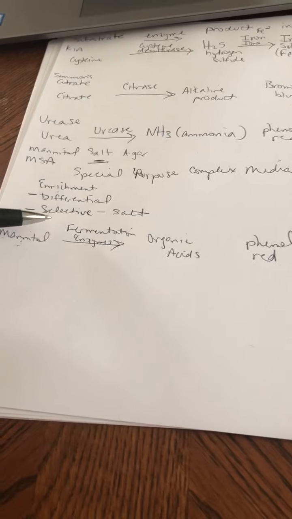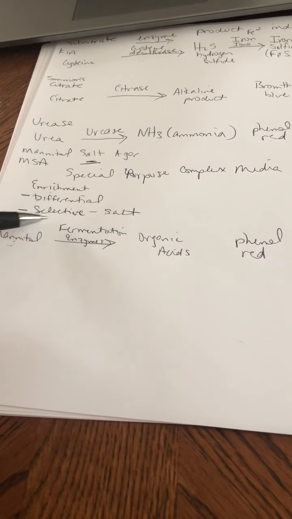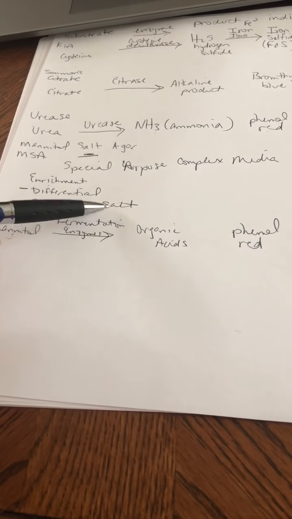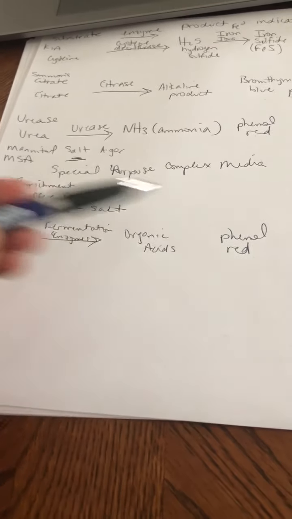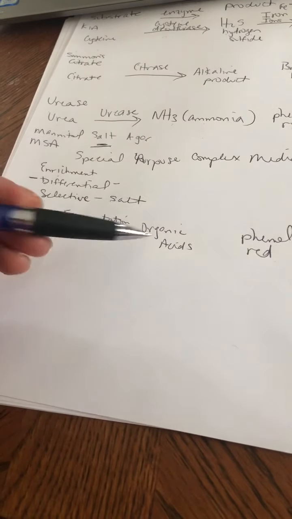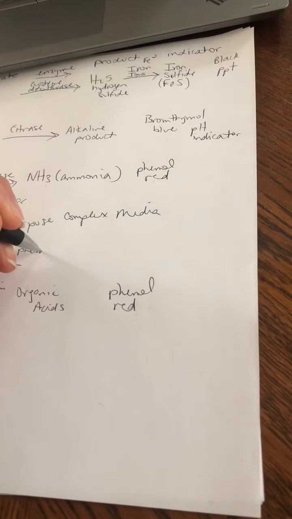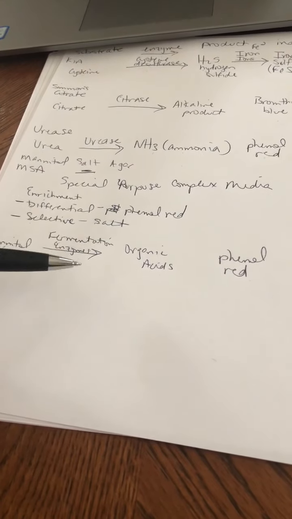So if it can grow in the mannitol salt agar, that means it can handle a high salt. So the selective portion of the special purpose complex media is the salt, the ingredient that makes it selective. And then the differential portion technically is the phenol red, because the phenol red lets us know whether your bacteria can ferment the mannitol and create organic acids as a byproduct. So the pH, or not the pH, I'm sorry, the phenol red is the differential portion of the media itself.